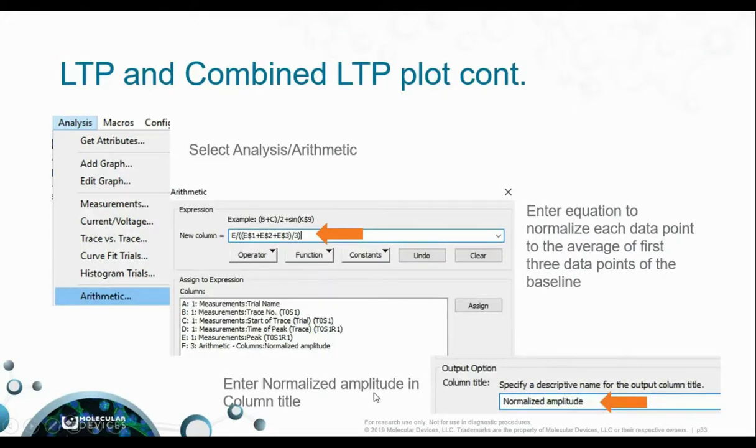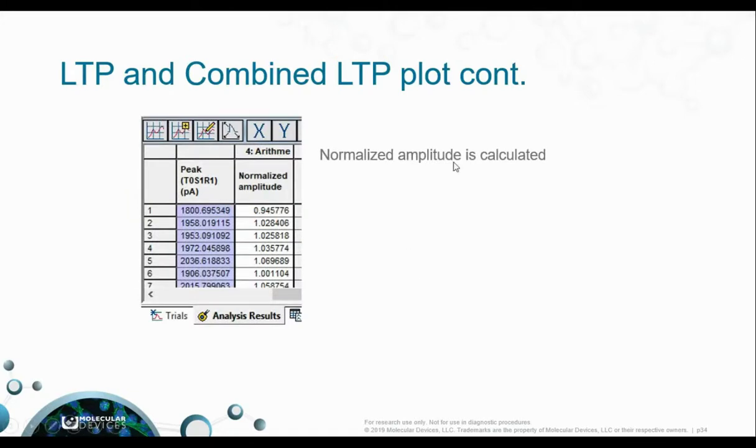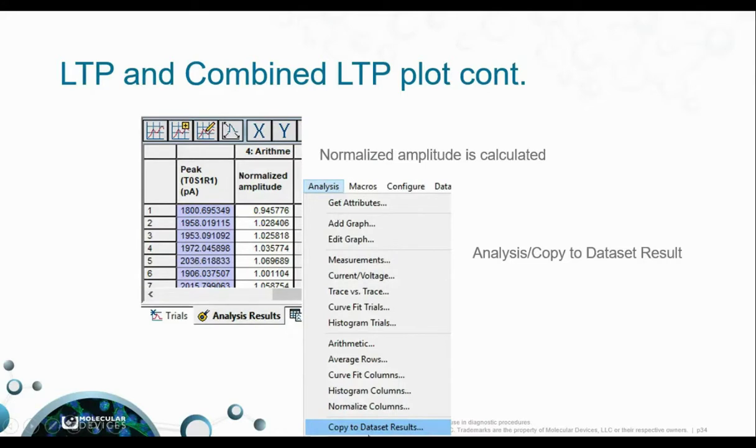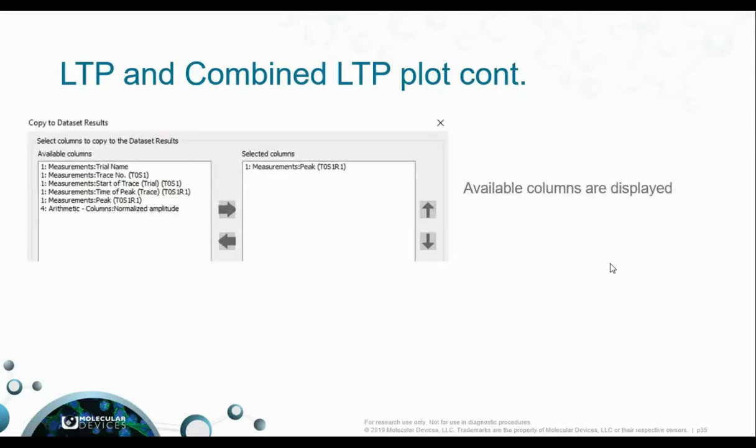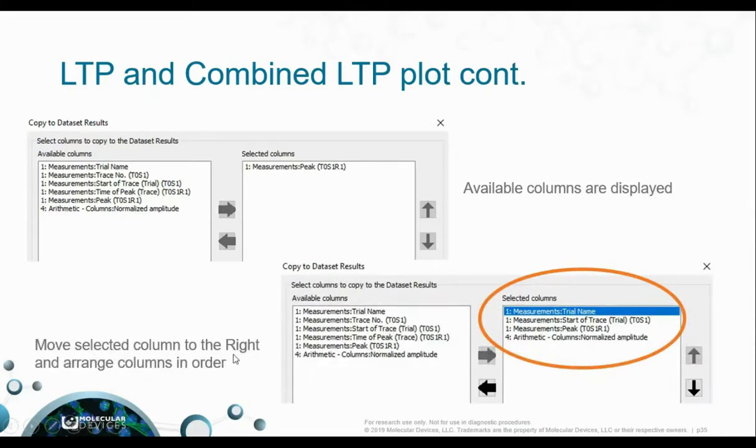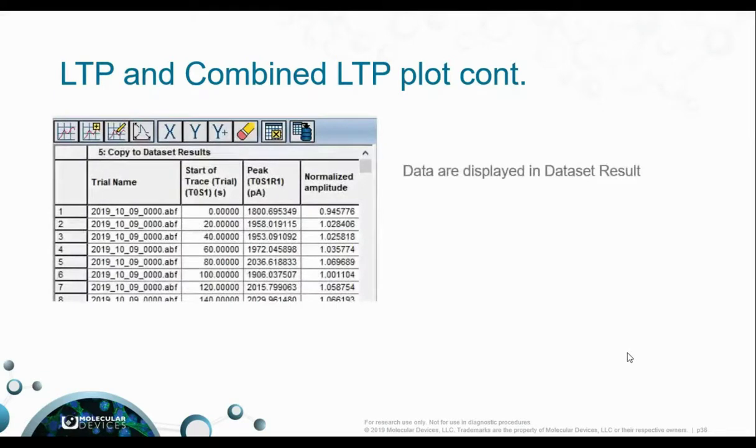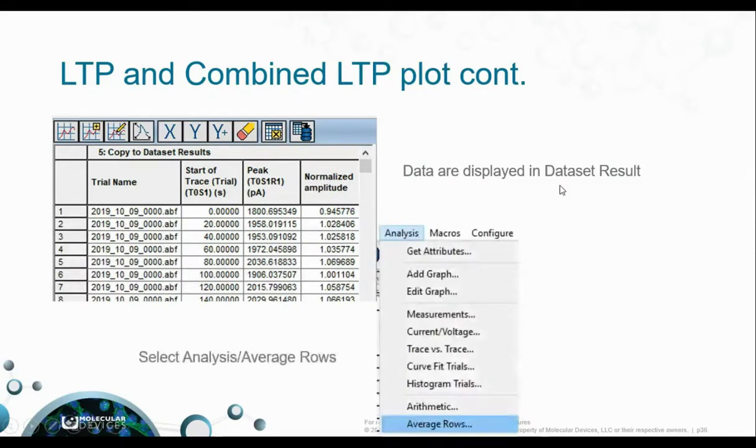Then at the bottom, you need to enter the normalized amplitude in the column title. You need to put a name here. Then the normalized amplitude is calculated and shown in the analyze result. Then we go to analyze and select copy to dataset result. You will see the variable columns displayed in this copy to dataset result window. Then move the selected columns to the right and arrange the columns in order. In this case, I move the child name to the right and the normalized amplitude to the right. You can see the data displayed in the dataset result.